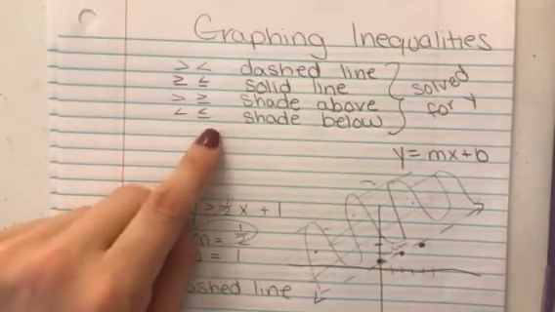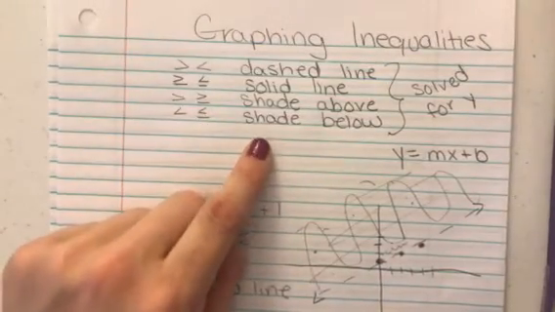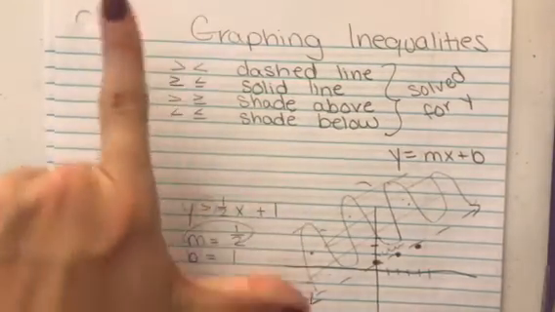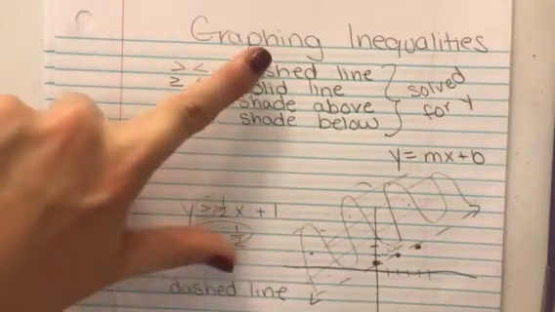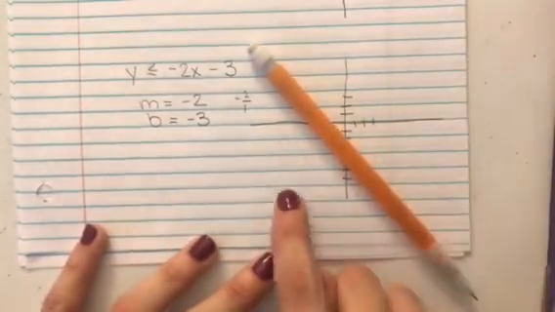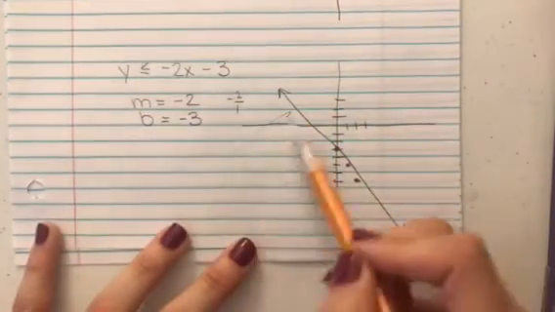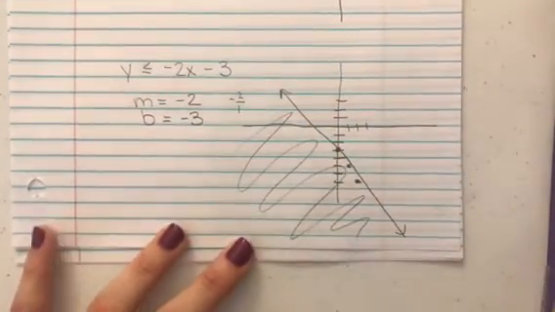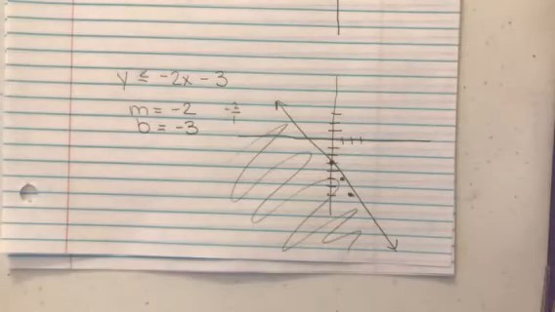Okay, but I also need to consider shading. So less than or equal to tells me to shade below. A good way to remember, less than, right, this sort of is the same shape as an L. Less than is lower. Okay, so below, right, here's going to be above. Here's going to be below. So I'm going to shade all of this space below. This graph is going to be my final answer.